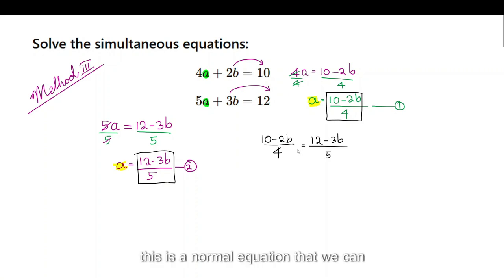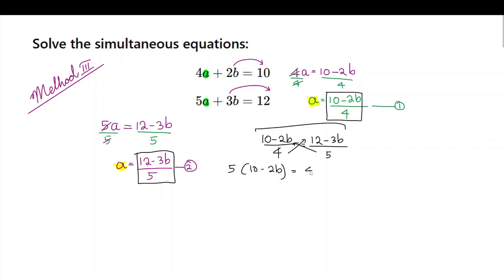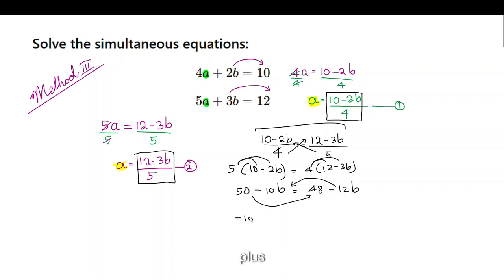Now, this is a normal equation that we can solve. So how do I do that? Just cross multiplication. Let's do that. 5 bracket 10 take away 2b is equal to 4 bracket 12 take away 3b. Negative 10b plus 12b is equal to 48 take away 50. 12b take away 10b is obviously 2b is equal to negative 2. B is equal to negative 1.